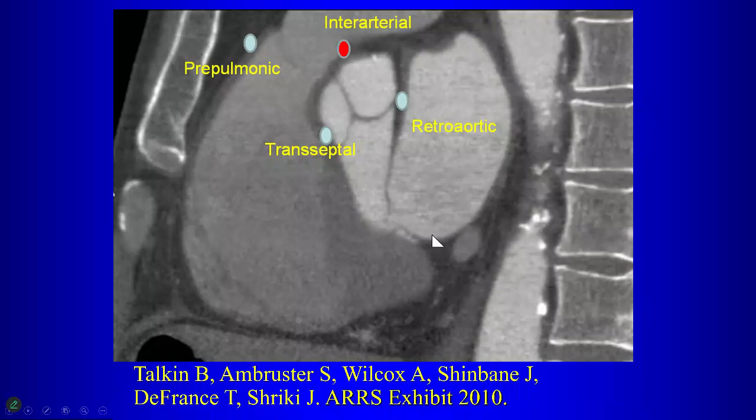So what do you need to know? Prepulmonic course is okay. Transeptal course is okay. Retroaortic course is okay. Only when the vessel is going between the aorta and the pulmonary artery, that is an interarterial course. That is the one that is potentially malignant. Right? So that's the one that we want to be able to identify. Okay?